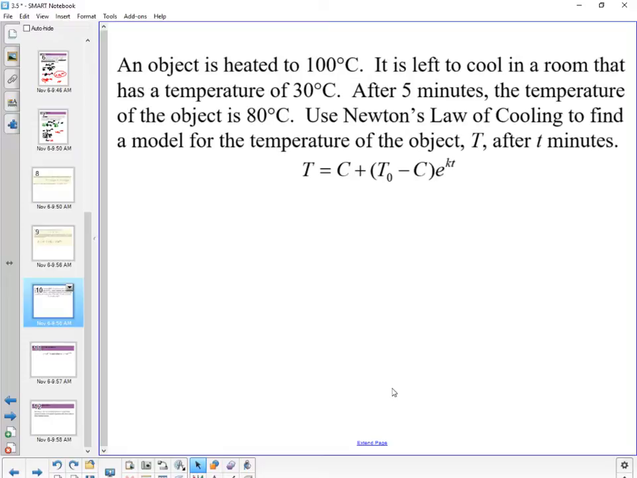C is the constant, right? Is the constant temperature, which would be 80 degrees? Wait a minute, which one did you say was constant? Would it be the 80 degrees or would it be the 30? No, the room is constant temperature, so it would be the 30. Right. The room is at a constant temperature of 30. The 80 was a result of the cooling. Okay.